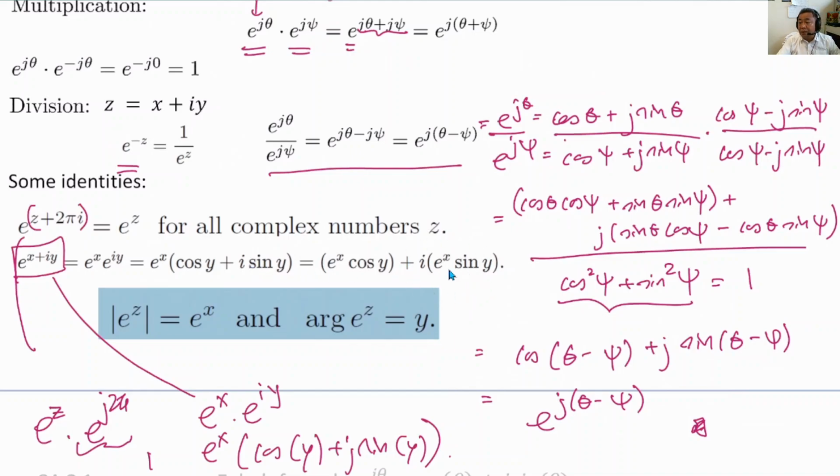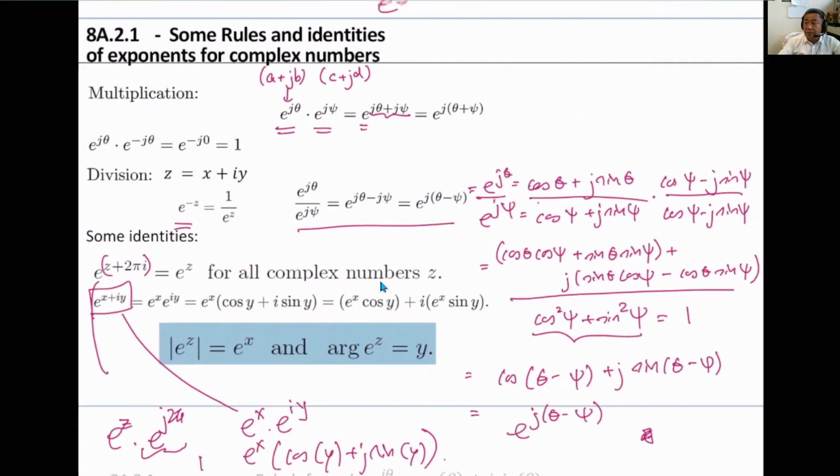Alright, so with that, I think you can figure out that in some of the questions involving multiplication, you'll be better off doing it in complex exponential form, remembering that the angle is adding, and if it's division, the angle is subtracting. With that, thank you very much.